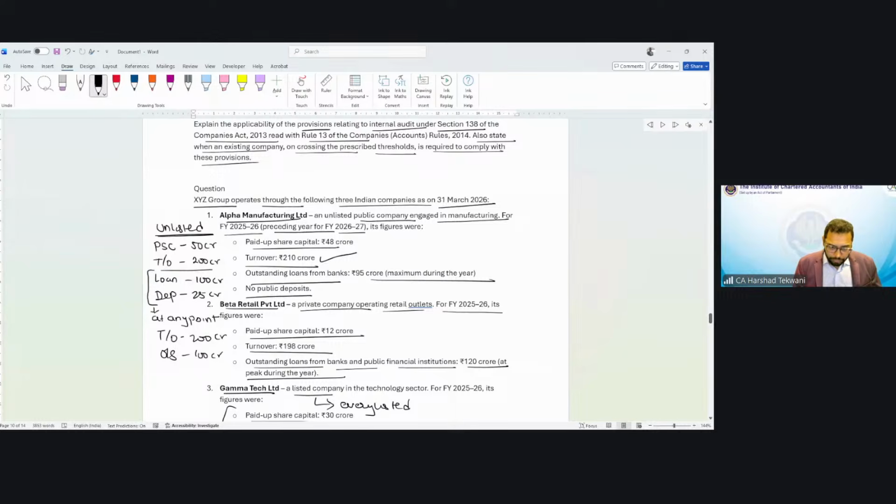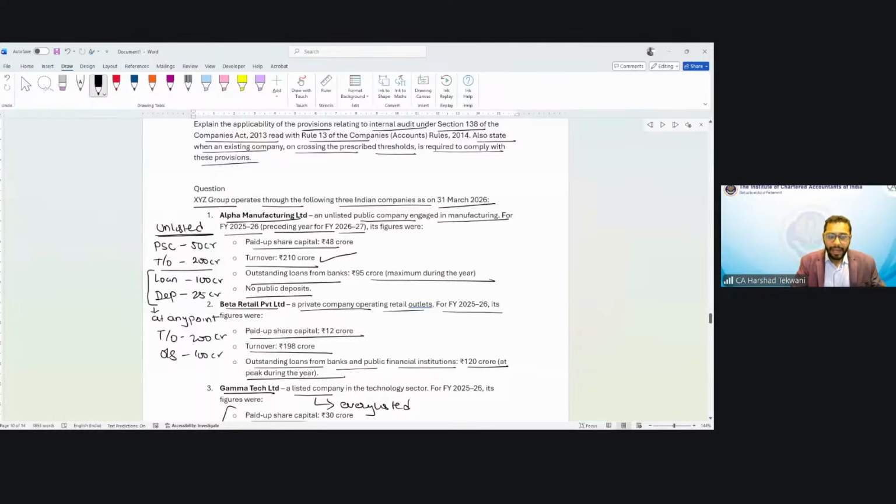Also, the turnover limit also exceeds, sir. Yeah, turnover is also there. Yes, absolutely correct. See, the scenario in our question is that they are already exceeding turnover. If they are already exceeding turnover, that means in this particular scenario, the internal audit function is already applicable.